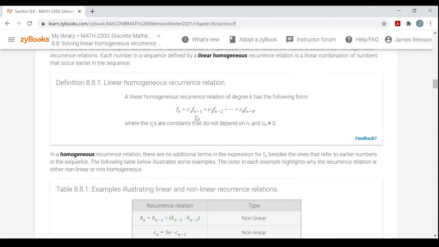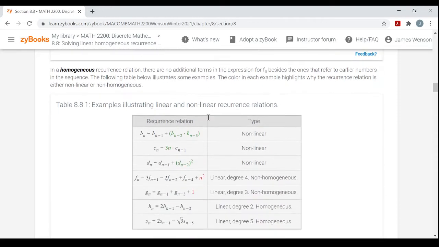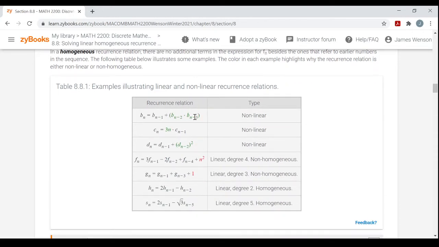Right? In a linear recurrence relation, it's just a number times a previous term plus a number times a previous term, and so on. There's not more than 1 previous term mentioned in each of these parts of the sum. It's just a linear combination of previous terms. This is not a linear combination of previous terms because of this product here.